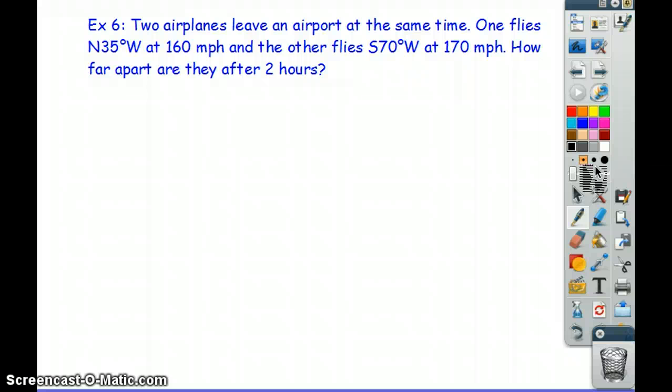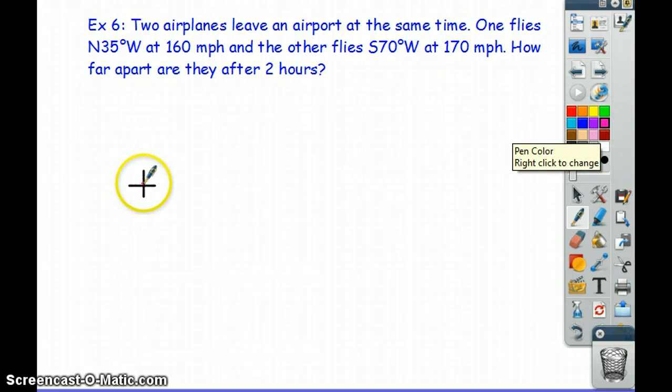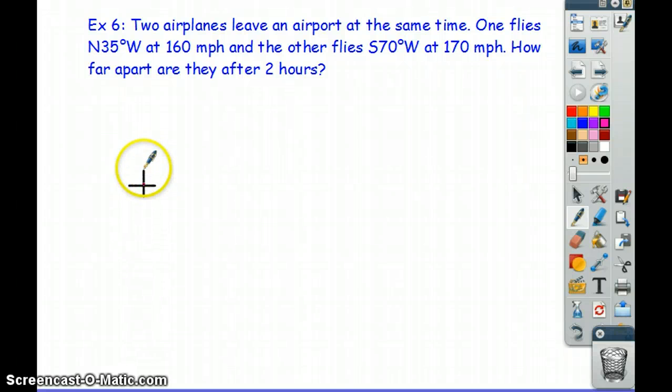This problem's a little bit different because we have two airplanes leaving from the same spot. So let's make this the spot that the airplanes are leaving from. The one is flying 35 degrees west of north, from the north line, 35 degrees west. The other from the south line, 70 degrees west.